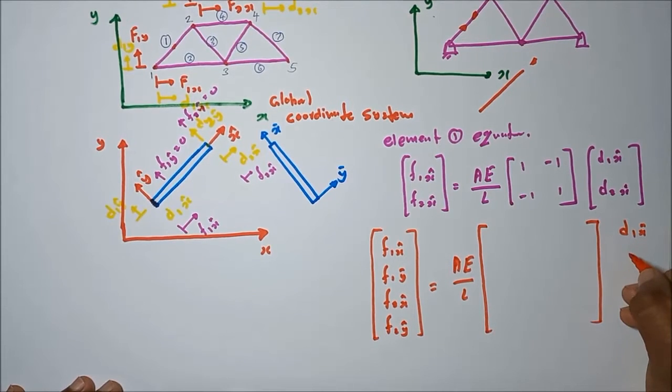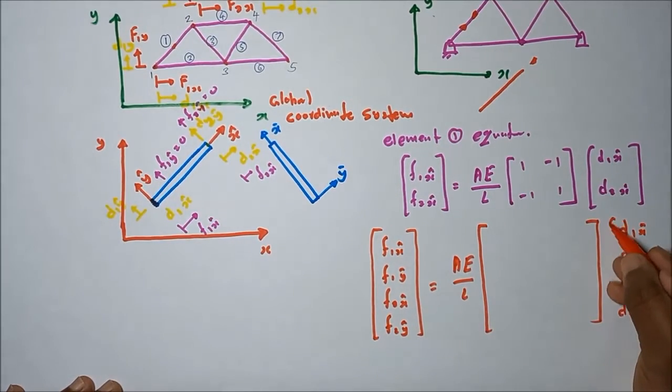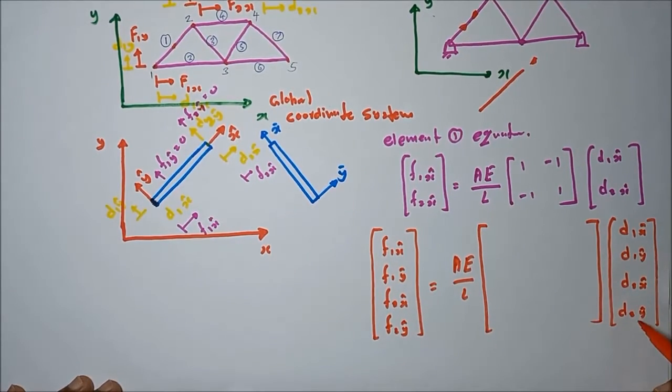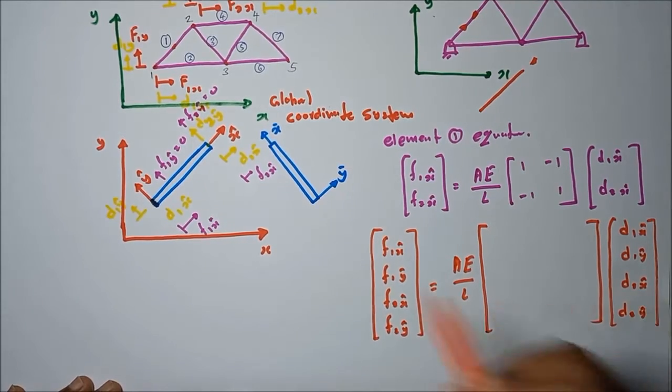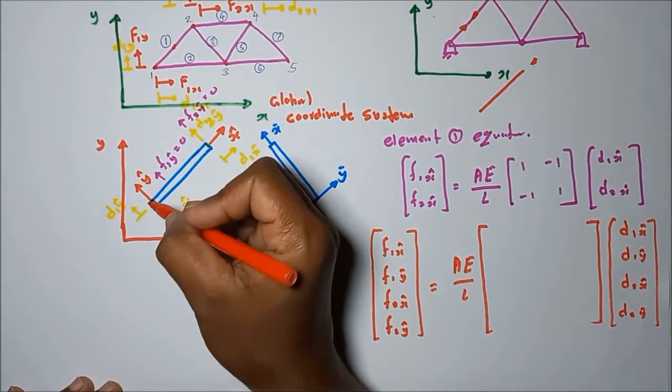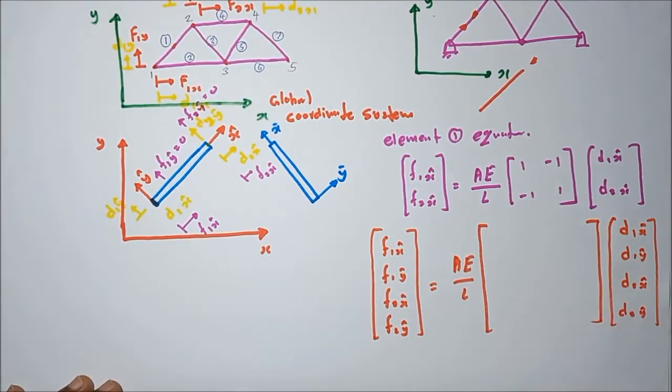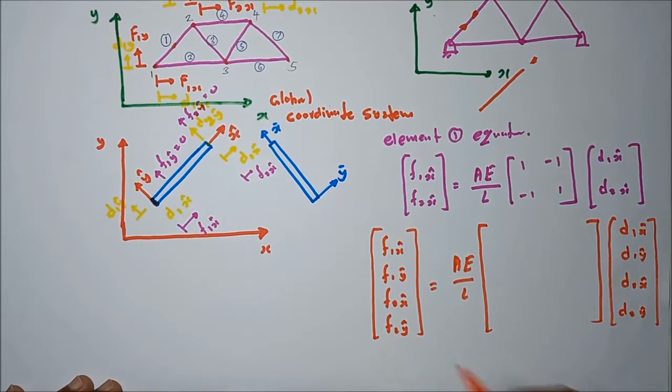d1 x hat, d1 y hat, d2 x hat, d2 y hat. Okay. Then the d1 y hat and d2 y hat are non-zero values because this point can displace on a two-dimensional plane. Okay. Then these are non-zero values, but these should equal to 0.